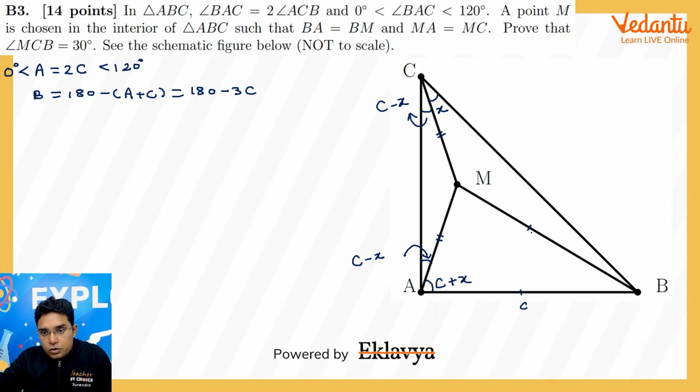Now, because these two sides, BM and BA, are equal, if I drop a perpendicular from B to AM, it will meet at its midpoint. Similarly, from M, if I drop a perpendicular, it will also meet at the midpoint. Let us call these midpoints, let us say, P here and Q here.